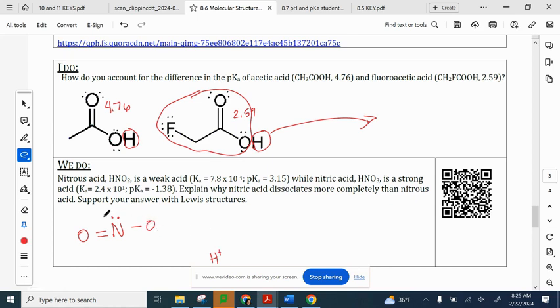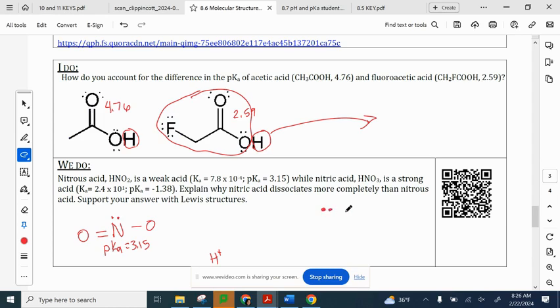All right. When we have this, this is a weak acid. So that means that our pKa here is going to be 3.15, which means that we're not going to have that much of this happening. Okay, it's not going to happen as much as opposed to this guy.